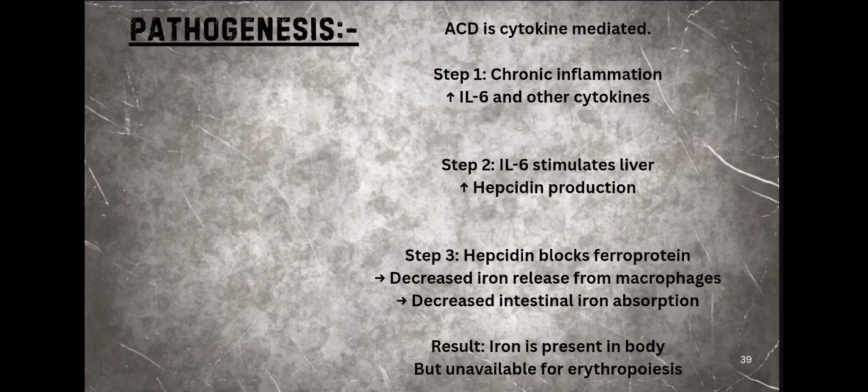Pathogenesis: anemia of chronic disease is cytokine mediated. Step 1: chronic inflammation, with increased interleukin 6 and other cytokines. Step 2: interleukin 6 stimulates the liver, increasing hepcidin production. Step 3: hepcidin blocks ferroportin, which leads to decreased iron release from macrophages and decreased intestinal iron absorption. So iron is present in the body but unavailable for erythropoiesis.